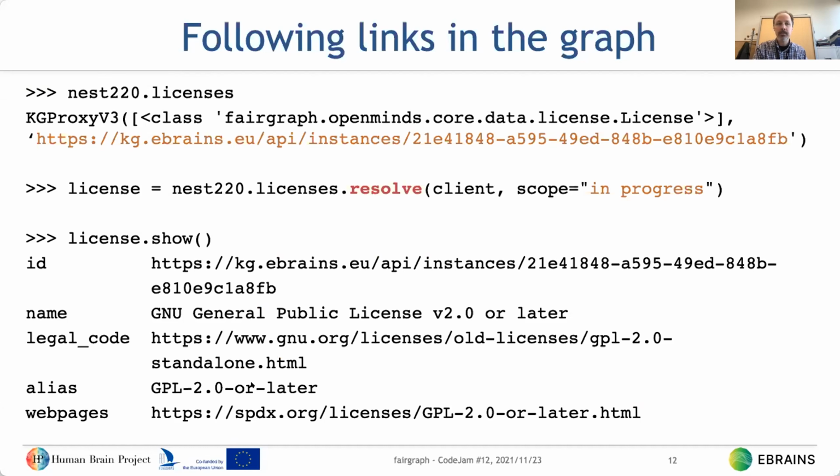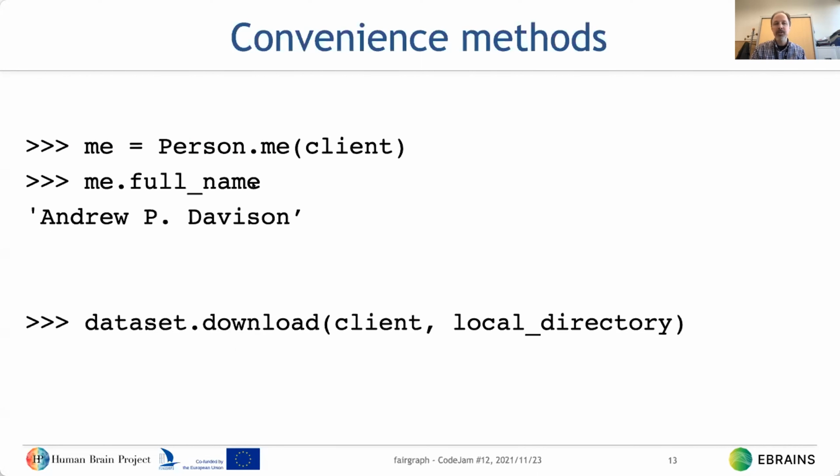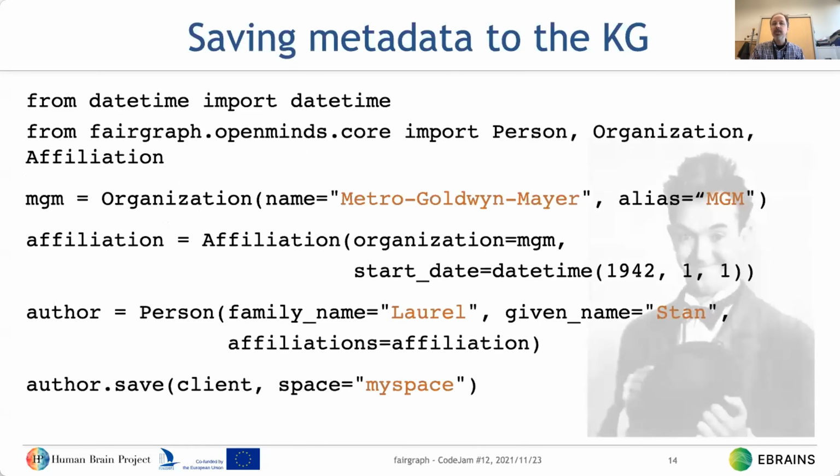There are various convenience methods as well. So person.me uses the information from your token, which you gave to the client, to tell you which person is currently logged in, which token you're using. Similarly, there are things like dataset download, which let you download an entire dataset from the knowledge graph to your local directory.